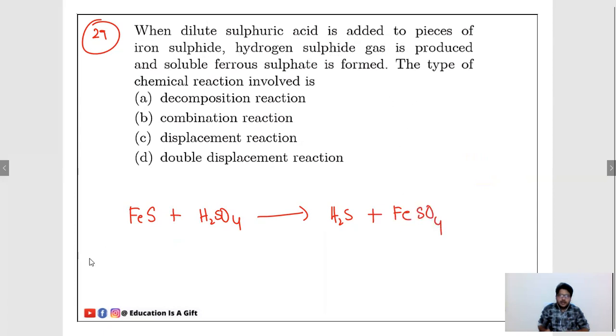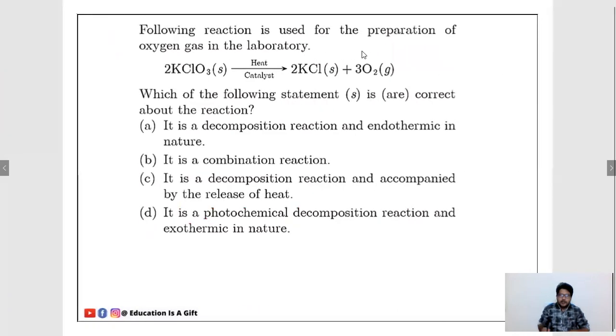The type: iron sulfide and H2SO4, these two are combining to form FeSO4, and again hydrogen and sulfur both are mixing together to form hydrogen sulfide. Here one displacement, here second displacement. Answer must be double displacement. So whenever this type of question is given, please write it in the form of an equation such that it would be easy. And last bit, 30th.